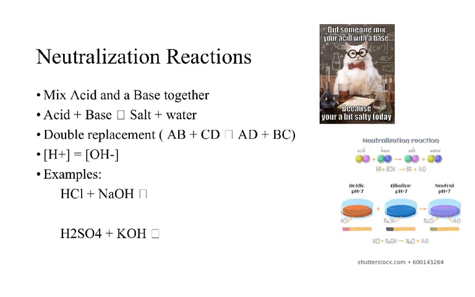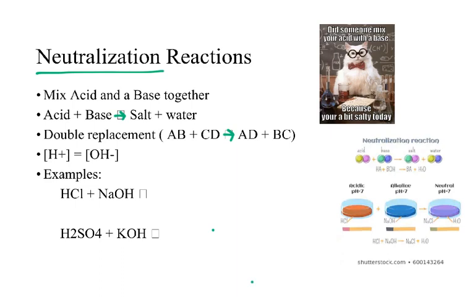A neutralization reaction is when we mix an acid and a base together. Think your classic vinegar and baking soda. So we have our acid plus our base, and we get a salt and a water. This is a double replacement reaction. Remember our alphabet, our A, B, C, D. They're all switching around, right? So if we look at this here, we have AB plus CD yields AD plus BC.